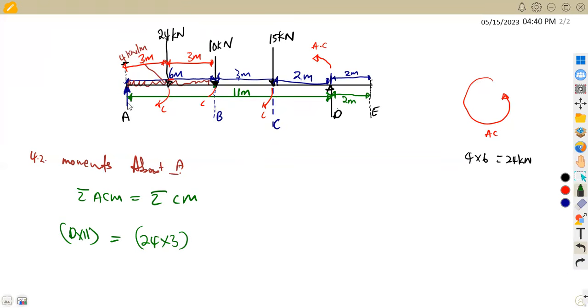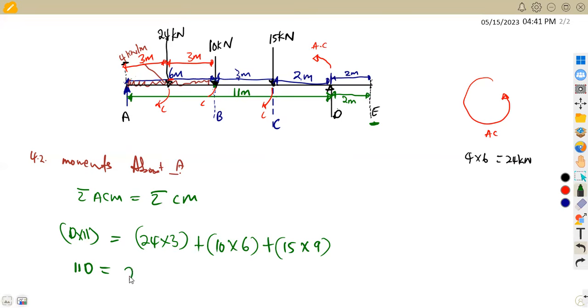From B back to A, that is a distance of 6 meters. So we are going to have 10 times 6 back to the point A. C back to A, there's a distance of 6 plus 3, which is 9. So this is going to be 15 times 9. All of these are clockwise. And E has got nothing, that's a 0 there. So there's nothing for us to work with at E. So that's D times 11, which is going to give us 11D equal to whatever you combine on the right-hand side.